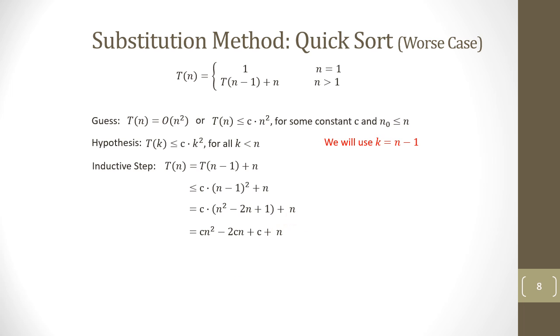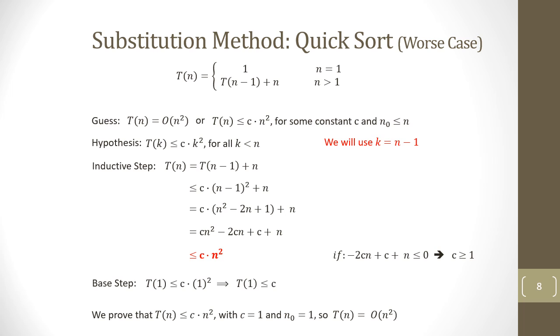These three terms here will always make the whole thing less than cn square when c is greater than or equal to 1. That proves our inductive step. So now in the base step, if we plug in 1, we will have T of 1 less than or equal to c. So if we choose c equal to 1, we prove that T of n is less than cn square with c equal to 1 and n not equal to 1. Hence, n square is the upper bound of worst case scenario of quicksort.